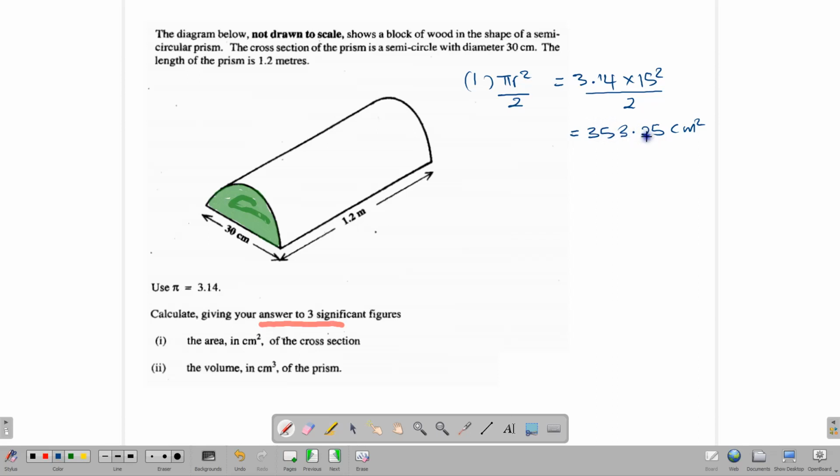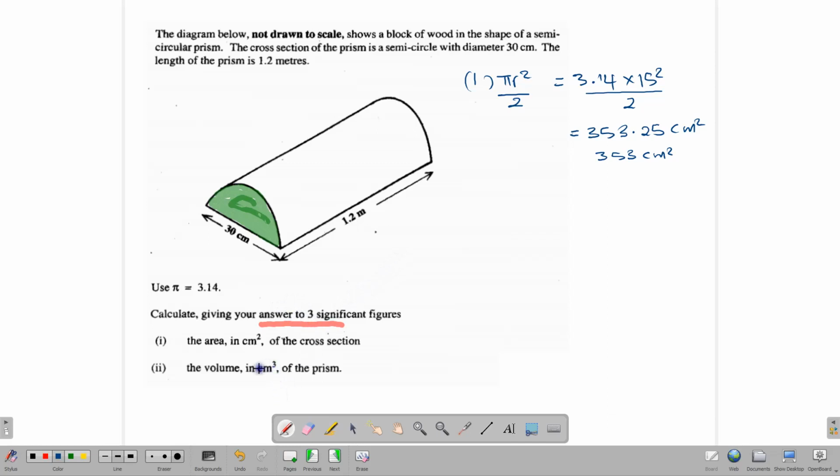Here we apply normal round off rules. So 353, that is less than 5. So we just round this off as 353 centimeters square. So those are our 3 significant figures. Remember, when you're doing your calculation, to pay attention to the way in which the question requires you to write your answer, because there's a mark for that part as well.